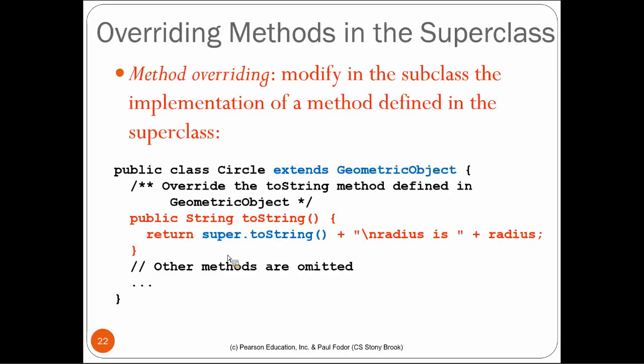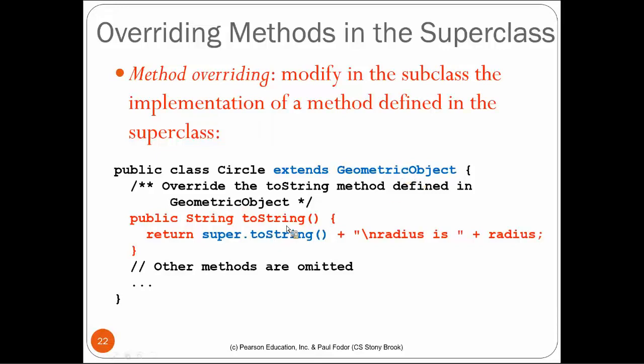So method overriding means when we modify in the subclass the implementation of a method defined in the superclass. For instance, in the class Circle that extends GeometricObject, we define our own method toString. Now super.toString calls the superclass method toString, which returns a string representation saying that this is a geometric object with a given color, field, data field, and date created.